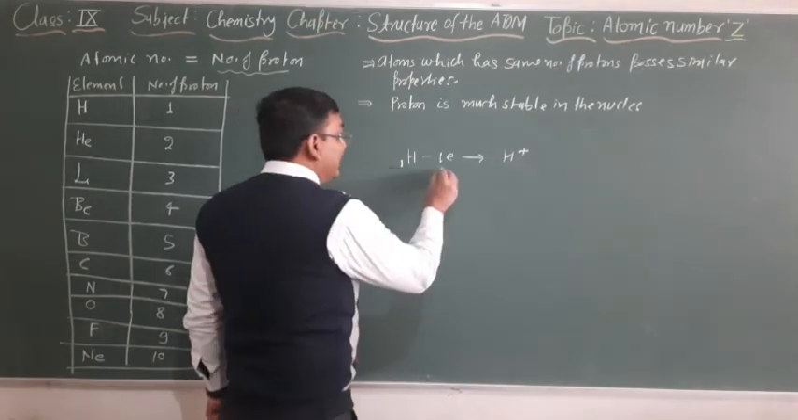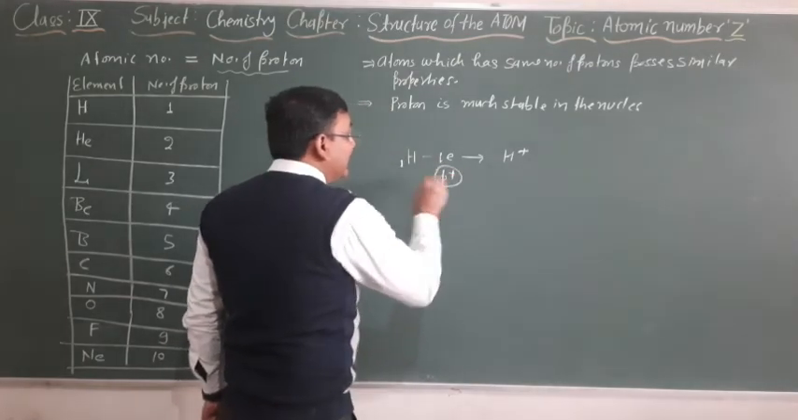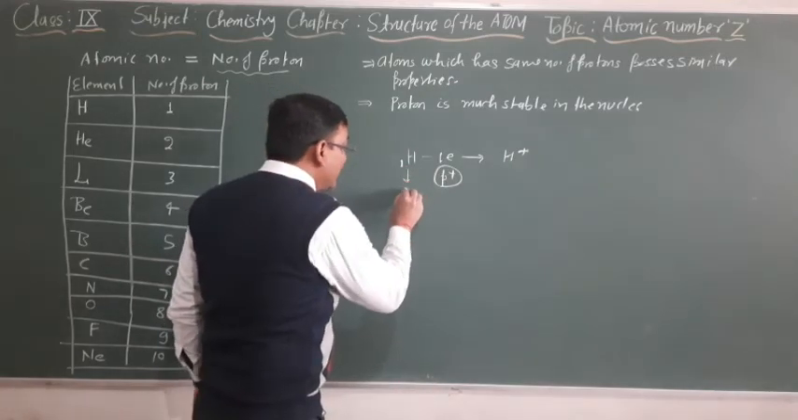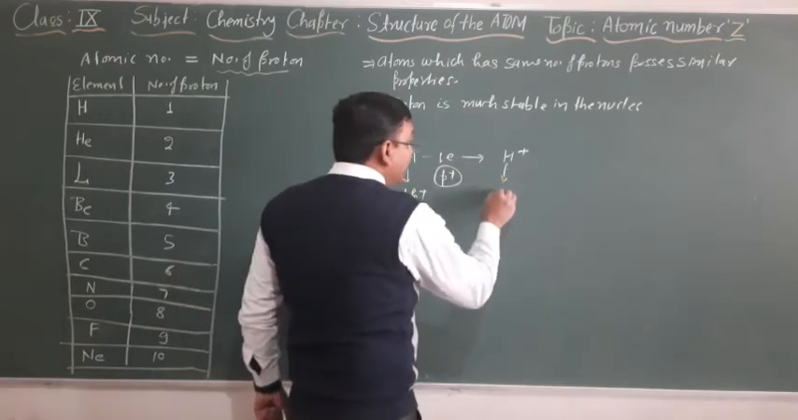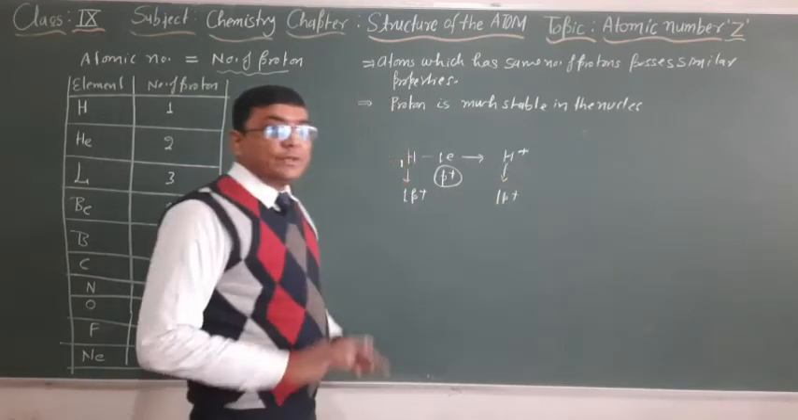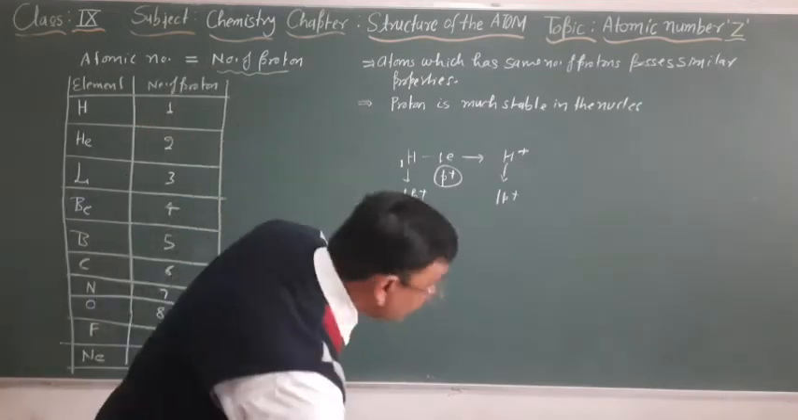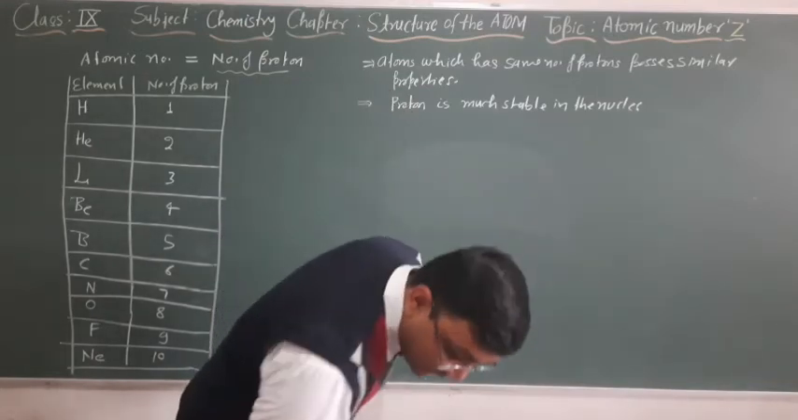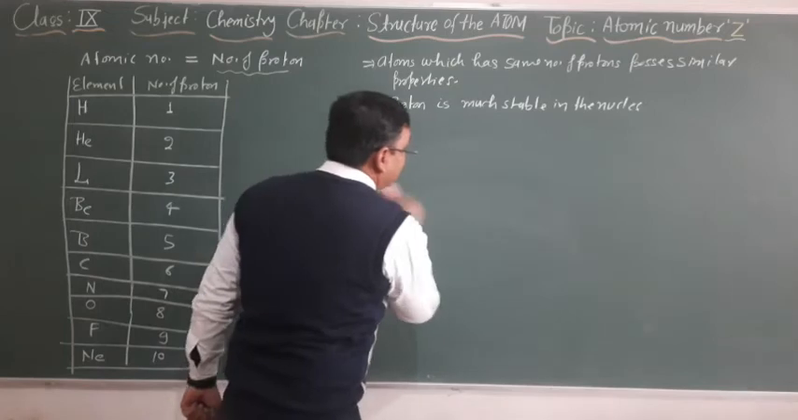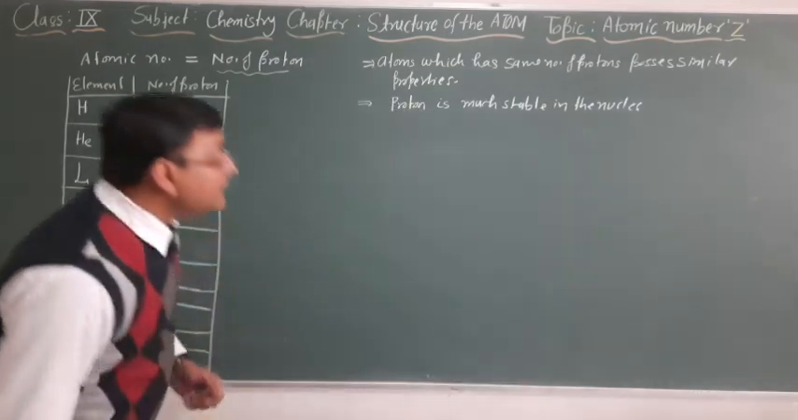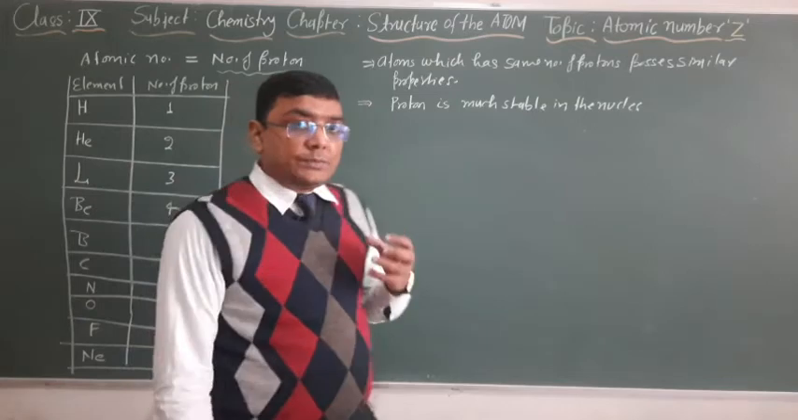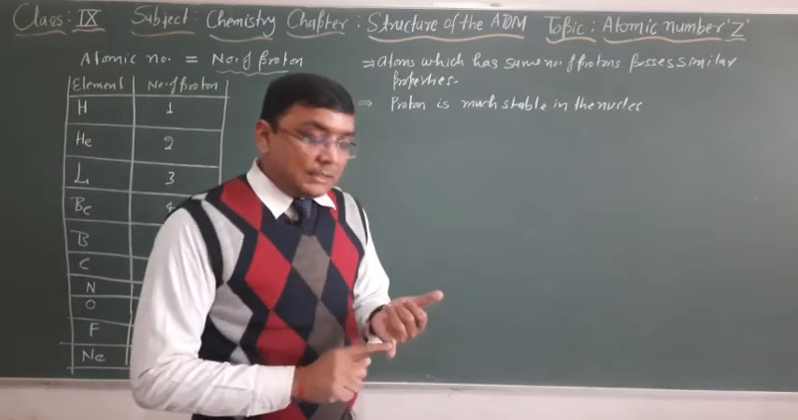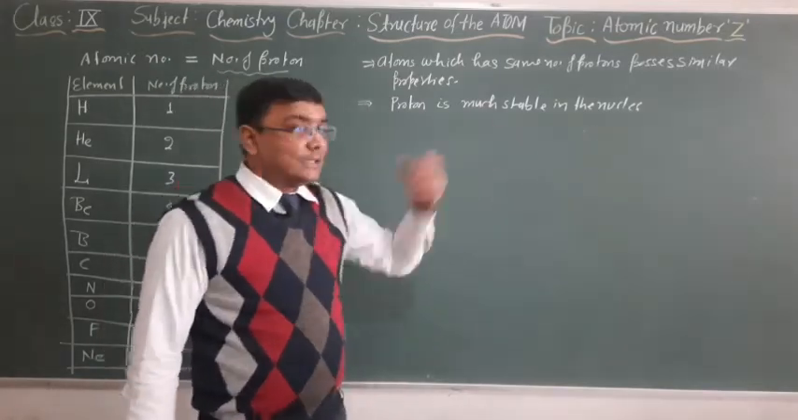For example, if the number of protons is considered the atomic number, hydrogen has 1 proton and H+ also has 1 proton. So there will be no confusion. That's why we consider the number of protons as the atomic number. There are two reasons. The first is that the number of protons is responsible for the properties of an atom, and the number of protons is quite stable in the nucleus.